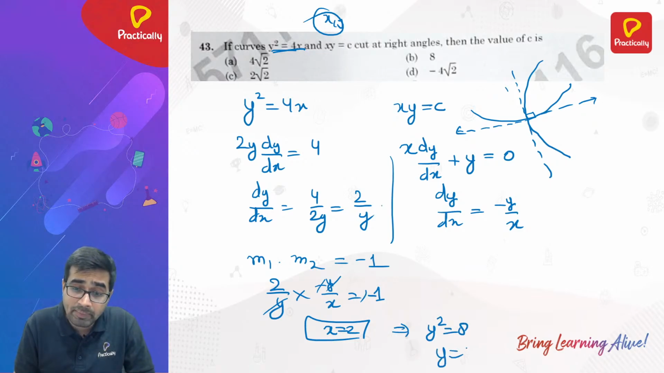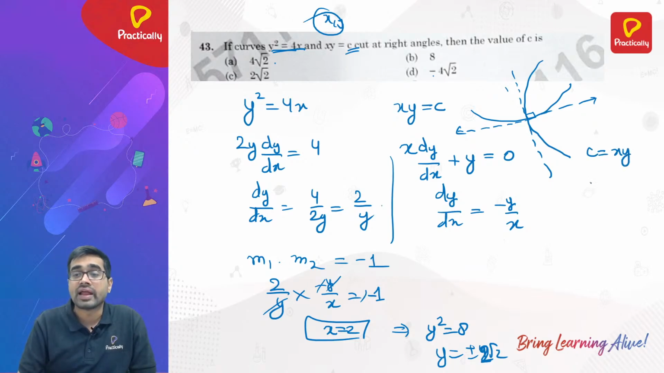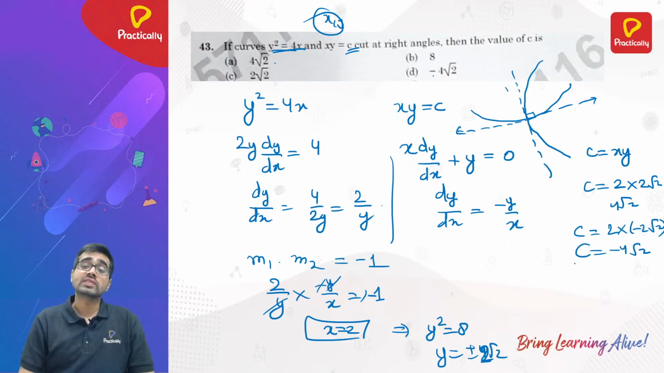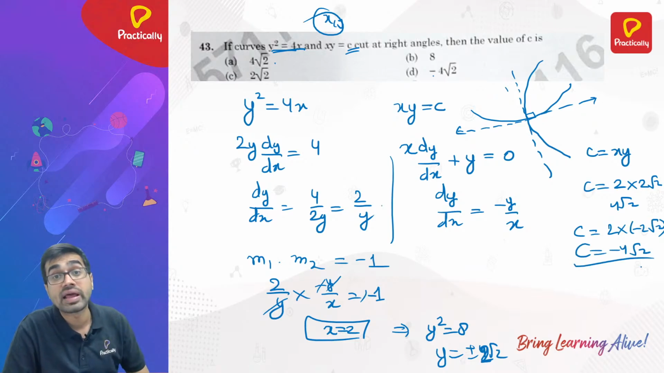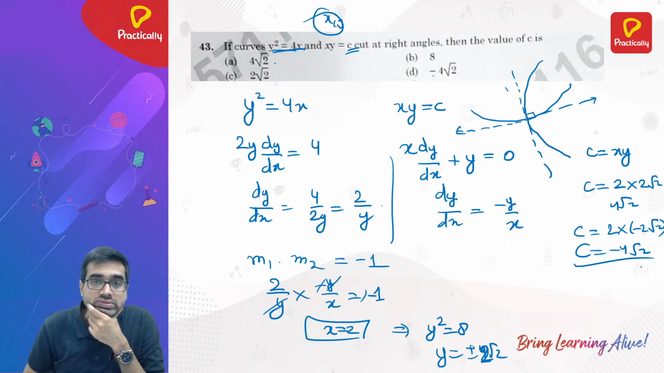So y can be plus or minus 2 root 2. The problem is y being plus or minus 2 root 2 is giving me both situations. Why? Because it is asking the value of c. c is nothing but xy. If I put x as 2 and y as 2 root 2, I get 4 root 2. And if I put y as minus 2 root 2, I will get minus 4 root 2. So in that situation, c becomes 2 values.